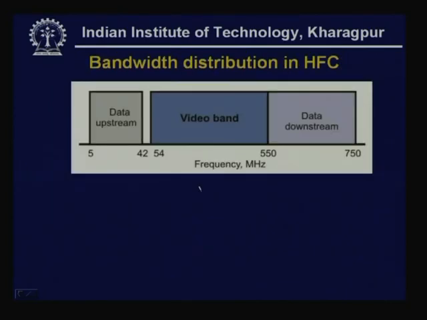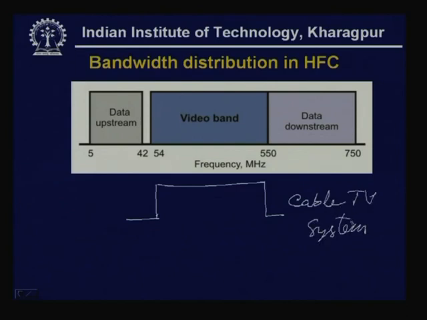Now, let us look at the bandwidth distribution of the HFC, hybrid fiber coaxial cable system. In case of a standard cable TV network, we have seen you have only a downstream band, that is from 54 to 550 megahertz. This was the bandwidth used in the cable TV system. So, it was only downstream, which can support about 50 to 70 channels.